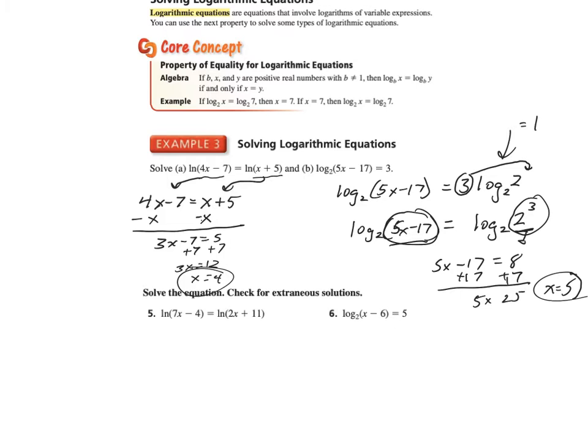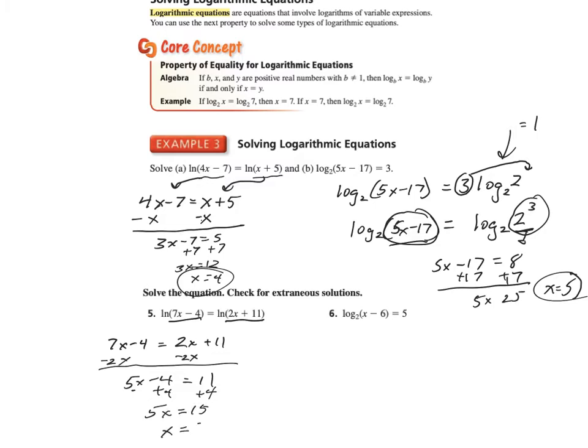Okay, so let's take the first one. First one's pretty simple. Natural log of this equals natural log of that. Well, that must mean that 7x minus 4 is equal to 2x plus 11. Subtract 2x from both sides, and you're going to get 5x minus 4 equals 11. Add the 4. 5x equals 15. x equals 3.